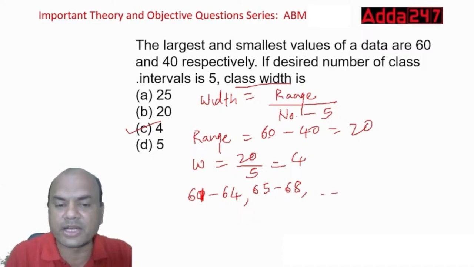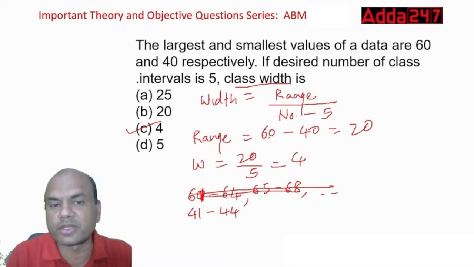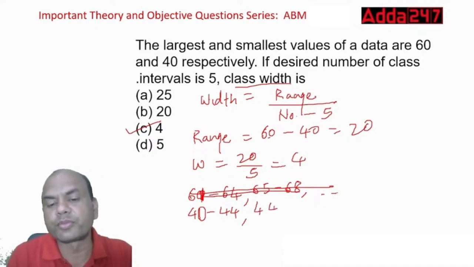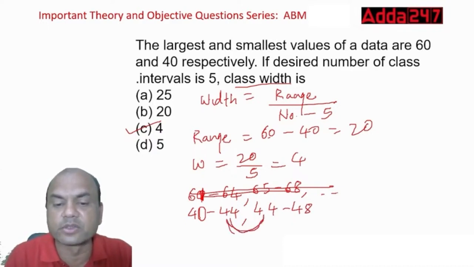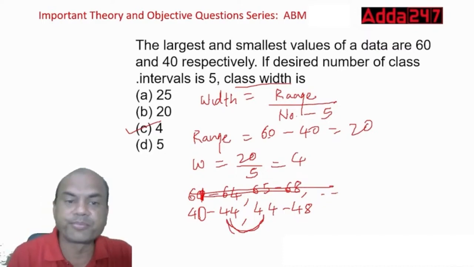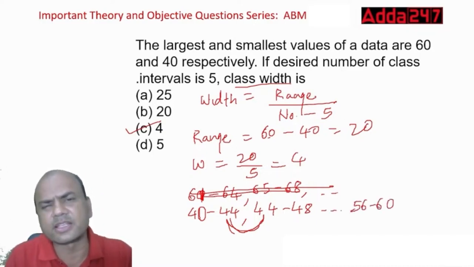Not 60, it is starting from 40. So 41 to 44, because the lowest is 40, so 41 to 44, or you can start it from 40 also, 40 to 44. Then 44 to 48. This is known as an exclusive group. When the ends are matching, this is called exclusive. The above one was inclusive, where ends were not matching. You can go up to 60 over here. The last one will be 56 to 60. That is the answer.